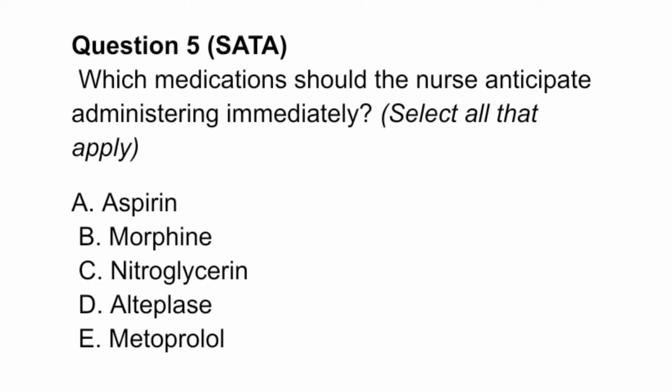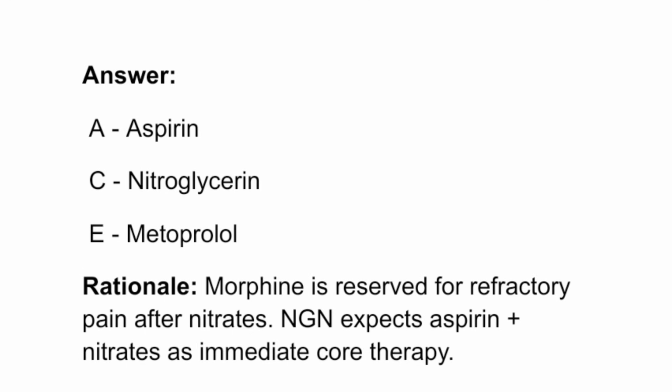Question 5. SATA. Which medications should the nurse anticipate administering immediately? Select all that apply. A. Aspirin. B. Morphine. C. Nitroglycerin. D. Alteplase. E. Metoprolol. Answer: A. Aspirin. C. Nitroglycerin. E. Metoprolol. Rationale: Morphine is reserved for refractory pain after nitrates. NGN expects aspirin plus nitrates as immediate core therapy.